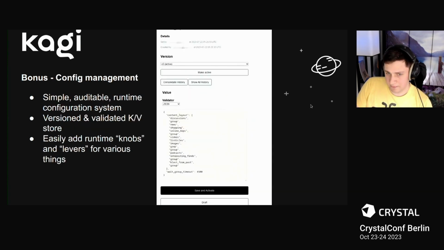And the second is having some kind of simple runtime configuration system. With Kagi, we implemented a very basic versioned and validated key value table where we can easily add various knobs and levers to our runtime. Don't need anything fancy, just some JSON will do that you can edit, hot reload, roll back if necessary. In this example, you can see some configuration for our search layout where we just list the order that certain inline elements should appear. So what rank should images show on the page, videos, and so on.